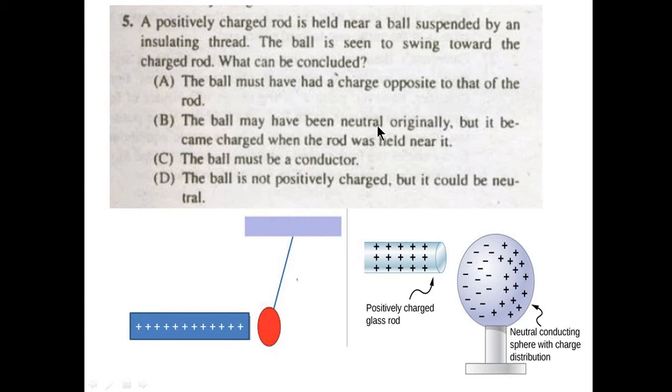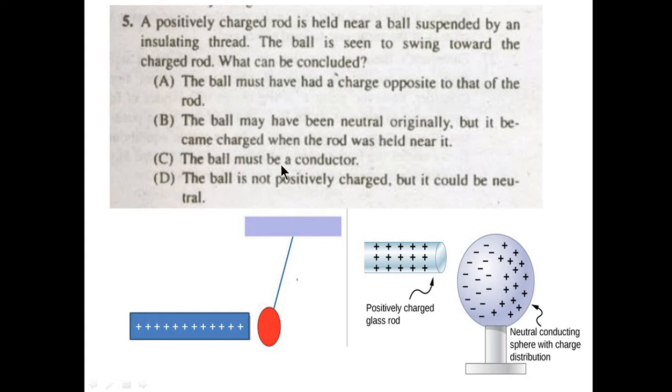The ball may have been neutral originally, but it became charged when the rod was brought near it. No, it does not become charged. There is a separation of charges, but it is not actually charged. Without conduction, or you can use an electroscope to charge this object. But here it's not touching the rod, that's why it's neutral.